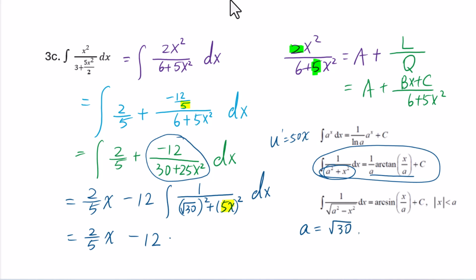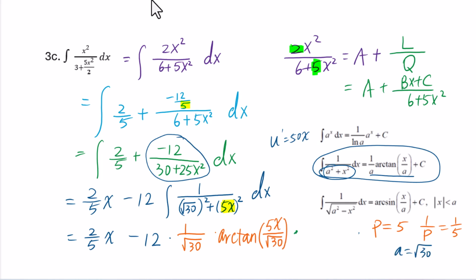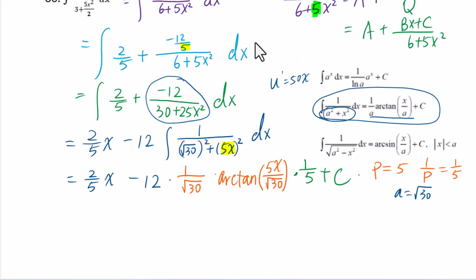This is the linear function. We got to use 1 over p. p equals 5, 1 over p equals 1 over 5. So we get 1 over a times arctangent of u over a. u is 5x, a is the square root of 30. Do not forget 1 over p is 1 over 5, plus c. Let's simplify. Equals 2 over 5 x.